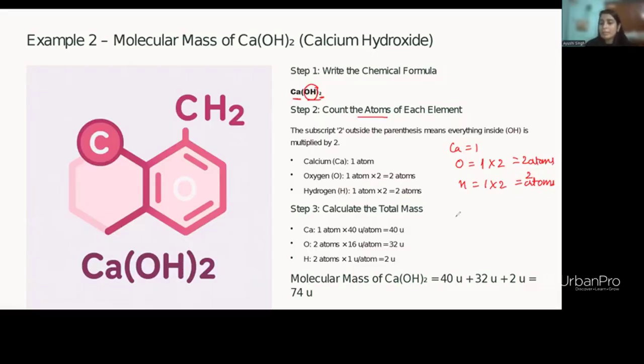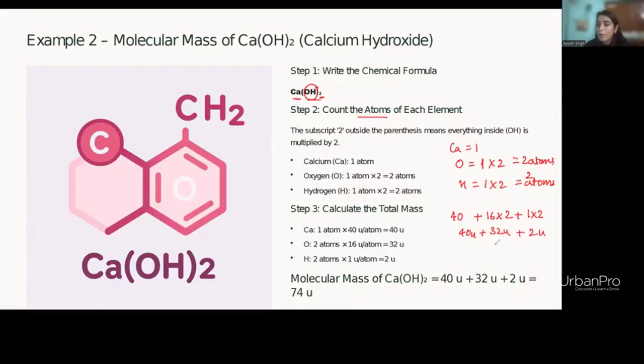For calcium, we know the mass is 40U, plus oxygen, the mass is 16 for one oxygen. But here there are 2 atoms of oxygen, so 16 into 2, right? Let's not write U here, it will be confusing. Let me just erase it. And coming to hydrogen, the mass of hydrogen is 1 into 2. So this will be 32U, and this will be around 40U plus 2U.